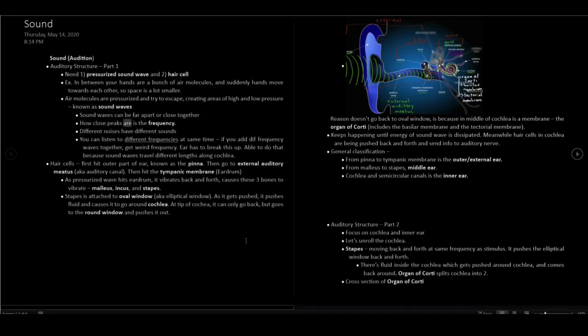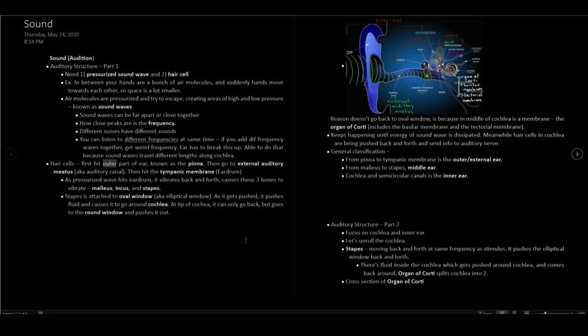How close the peaks are is the frequency. Different noises have different sounds. You can listen to different frequencies at the same time. If you add different frequency waves together, you get a weird frequency. The ear has to break this up. It is able to do that because sound waves travel different lengths along the cochlea.